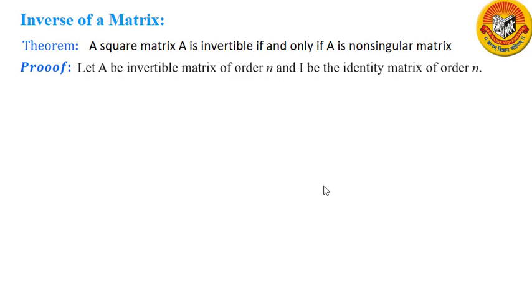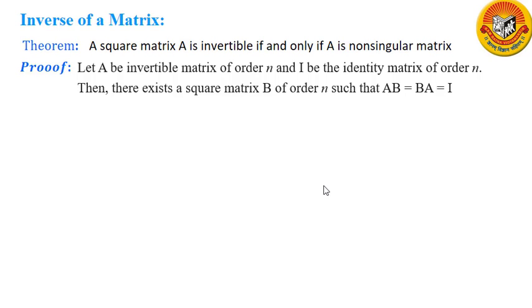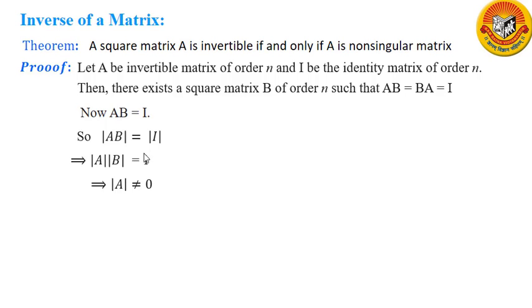So let A be an invertible matrix of order n and I be the identity matrix of order n. Then there exists a square matrix B of order n such that AB equal to BA equal to I. Now AB equal to I, so if I take determinant on both sides, I will get determinant of A into determinant of B is equal to 1. Now as the product of two determinants is 1, that means none of them is 0. So it implies that determinant of A is not equal to 0.